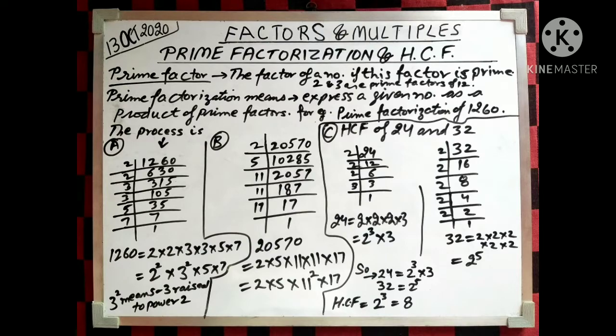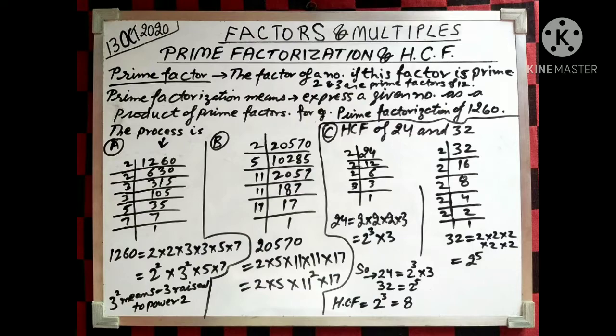One important thing is the concept of power. If I am writing 2 into 2, this means 2 to the power 2, 2 raised to the power 2. It is also known as 2 square. So we write 2 square into 3 square into 5 into 7. Just see the next example.